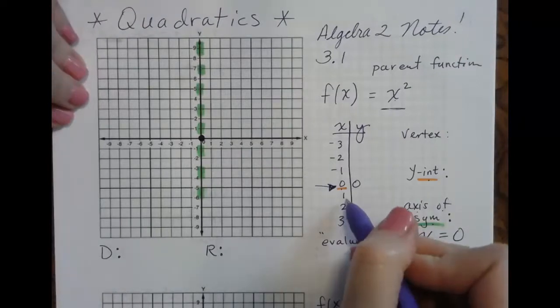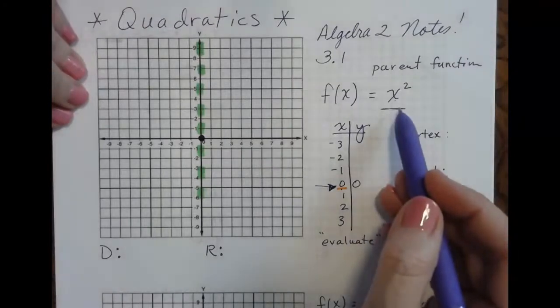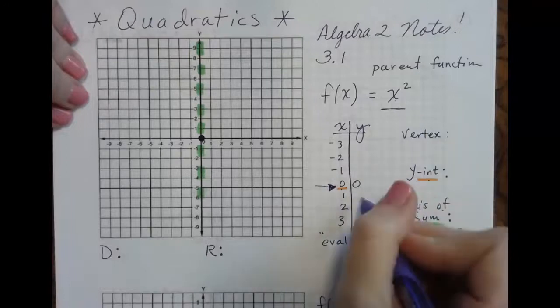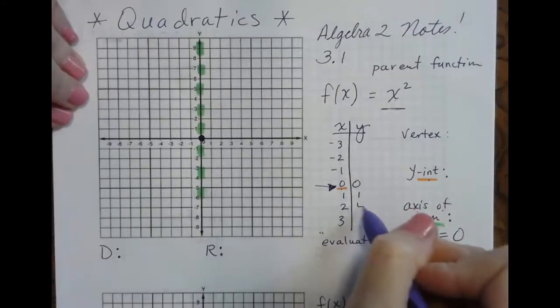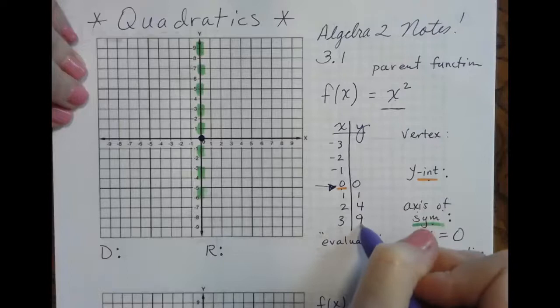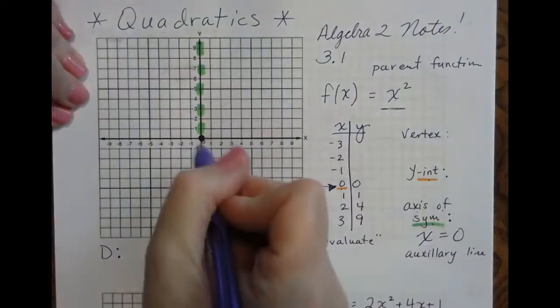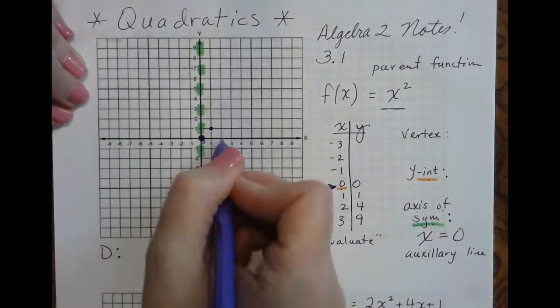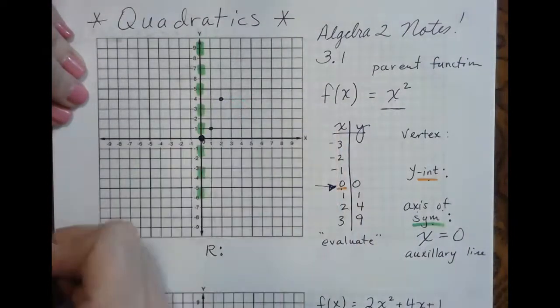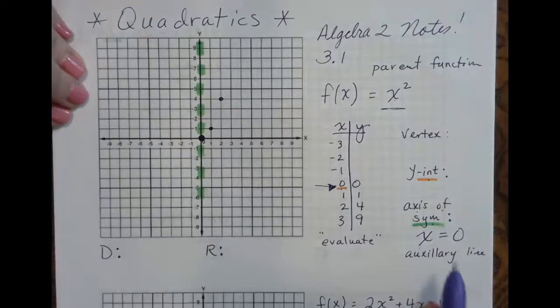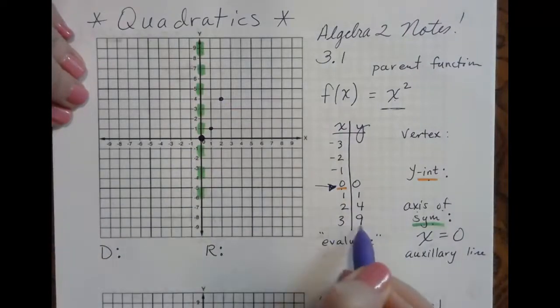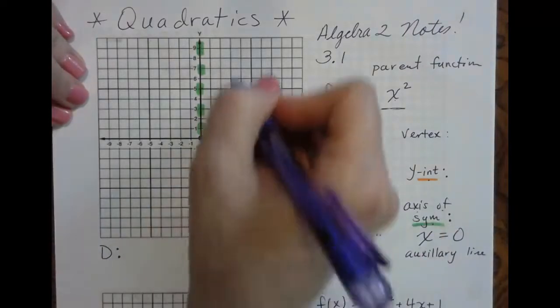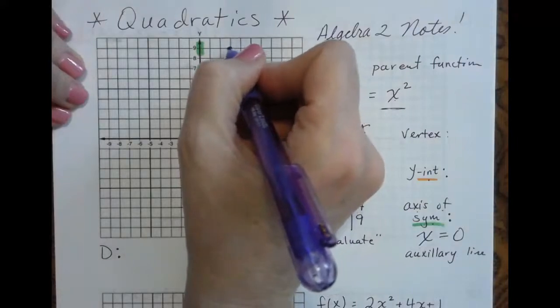So let's do the positive ones. Remember, all we're doing is squaring. So 1 squared is 1, 2 squared is 4, 3 squared is 9. Let's plot those points. Over 1, up 1. Over 2, up 4. Notice this is not a line. This is going to be a curve. Over 3, up 9.